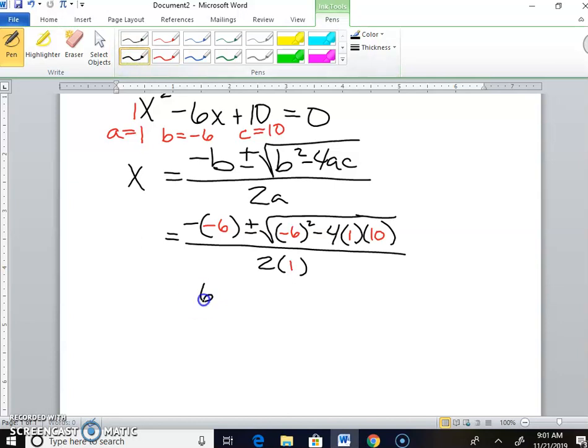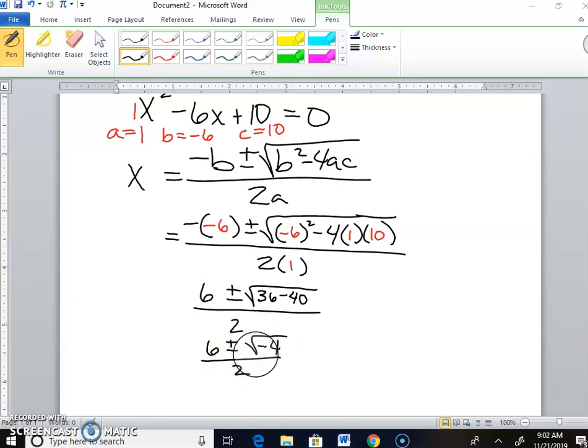The two negatives we said made that a positive, so that's a positive 6 over 2 times 1 is 2. Then on the inside, I've got a negative 6 squared. So negative 6 times negative 6 gives me positive 36. And then I've got a negative 4 times 1 times 10, so that's going to give me a negative 40. I'm going to simplify that again. That's going to give me a 6 plus or minus the square root of negative 4 over 2.